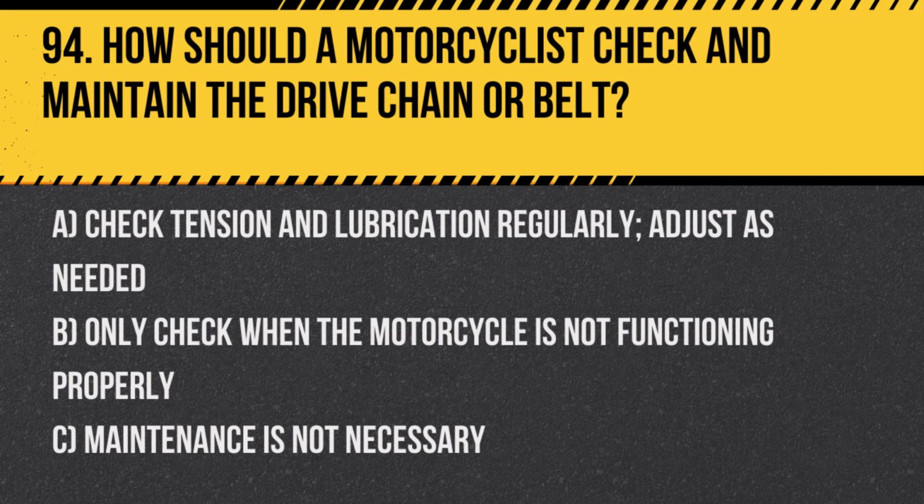Question 94. How should a motorcyclist check and maintain the drive chain or belt? A. Check tension and lubrication regularly. Adjust as needed. B. Only check when the motorcycle is not functioning properly. C. Maintenance is not necessary. Answer: A. Check tension and lubrication regularly. Adjust as needed. Regular maintenance ensures optimal performance and longevity of the drive chain or belt.